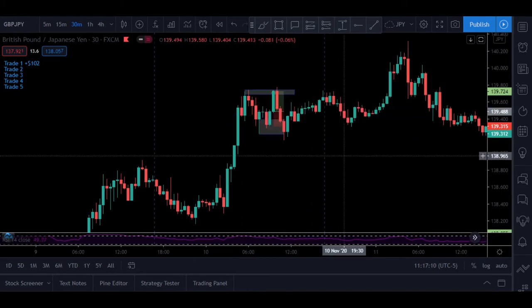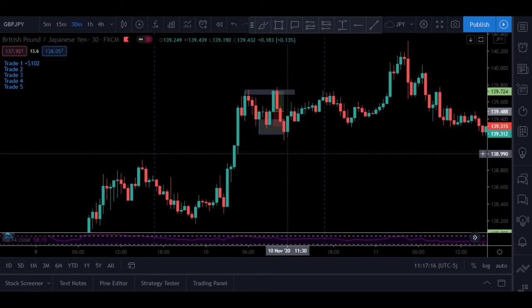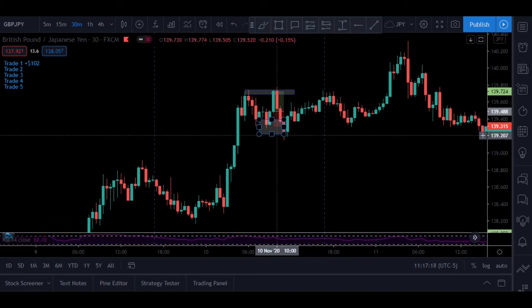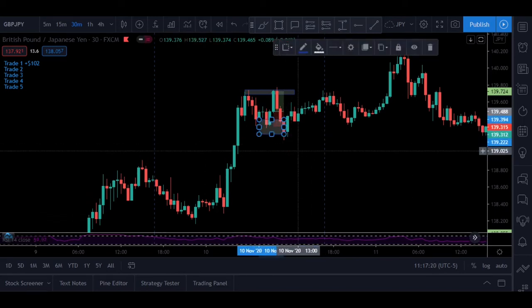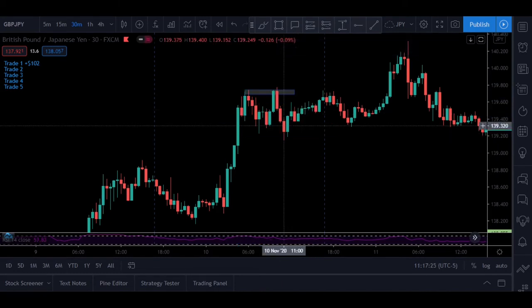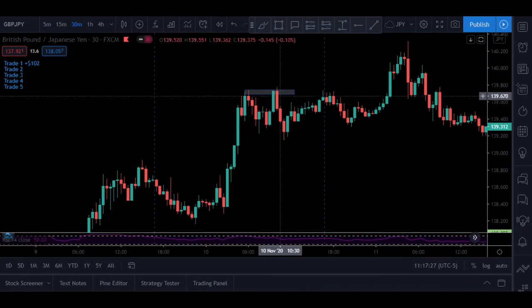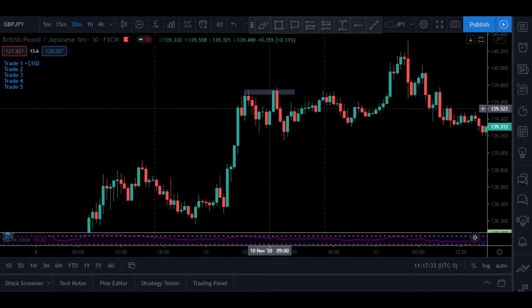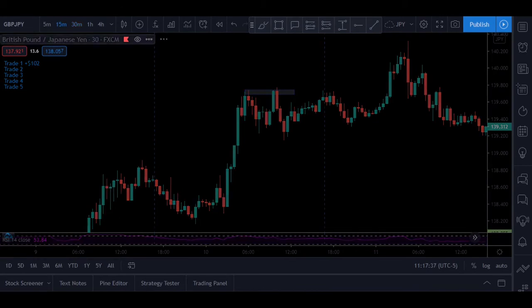Now let me see if we could have taken another trade. There were a lot of opportunities actually. We could have actually taken another trade. I'm gonna remove this so that you can see. This candle rejected this high, okay, and closed below 50% of this candle. Like it was almost an engulfing candle, so it was pretty good to take a sell.